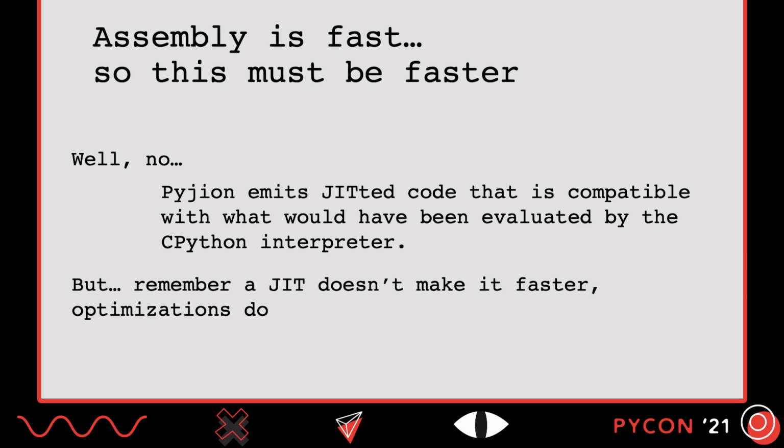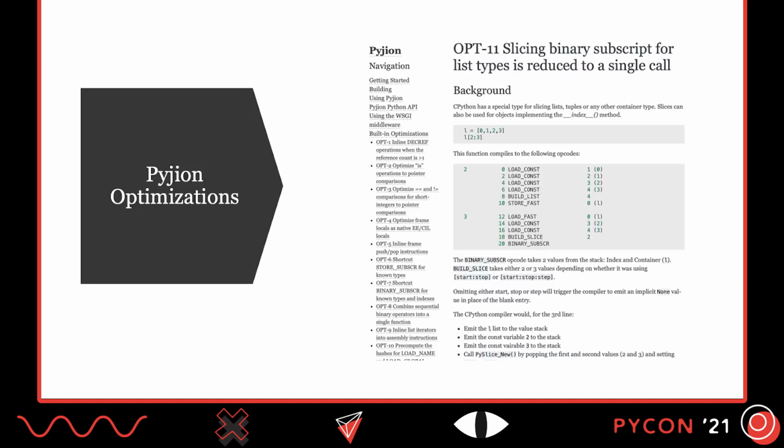JIT compilers are faster only when they can make optimizations. So far, Pyjion has 15 optimizations that I've written, and I think when it's really pushing the boundaries, that number's going to be more like 100. All of these optimizations are patterns that can be observed with a code object when it's compiling. So Pyjion uses them to emit faster code which is still compatible with the equivalent CPython code.